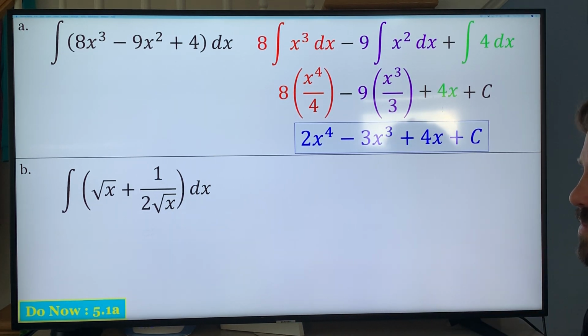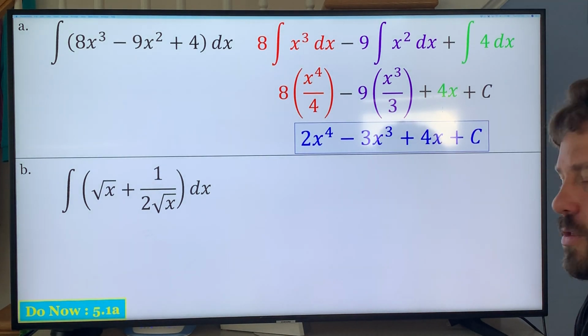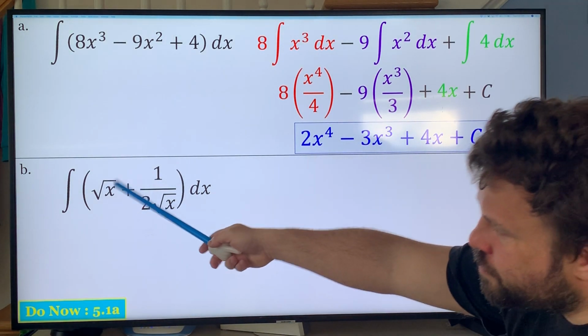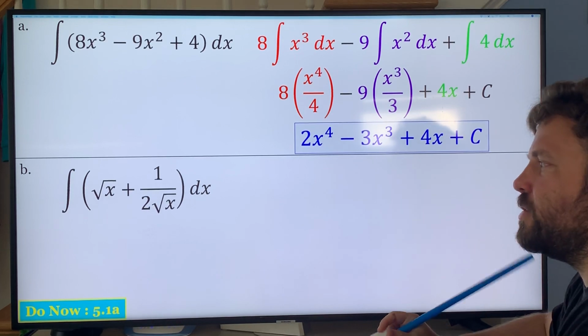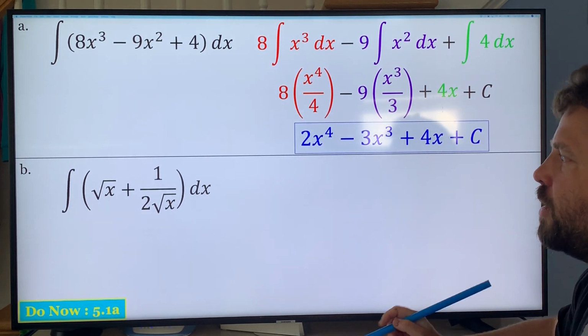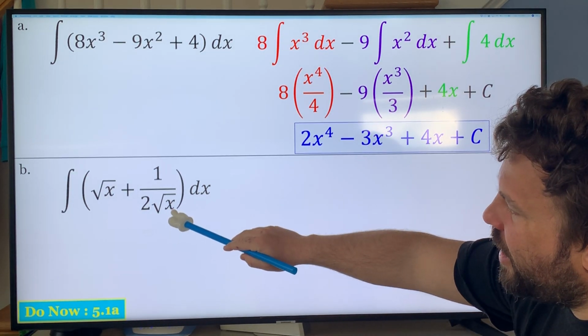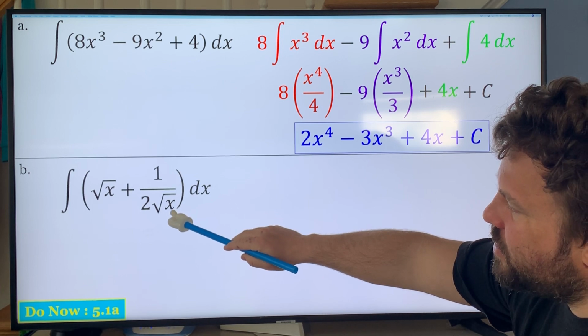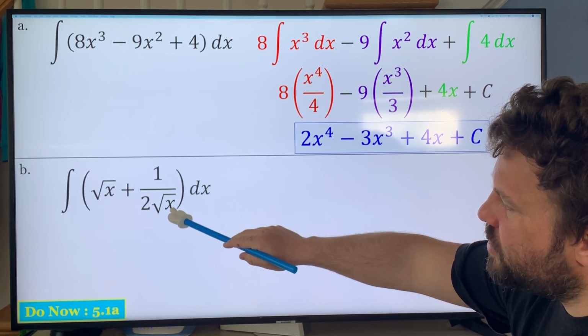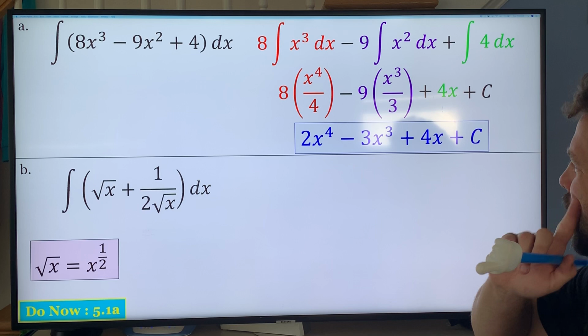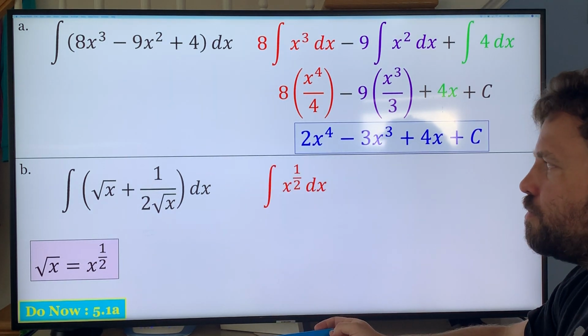Oh, there we go. Why did I do that? I never showed you these before. I kind of did. Square root of x. Rewrite it first. X to the 1/2. What is this though? This is 1 over 2 x to the 1/2. So that's just x to the what?